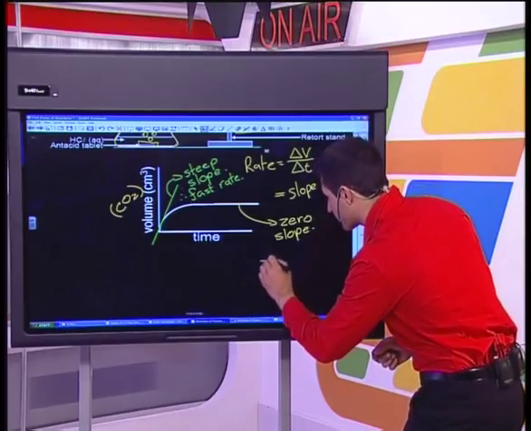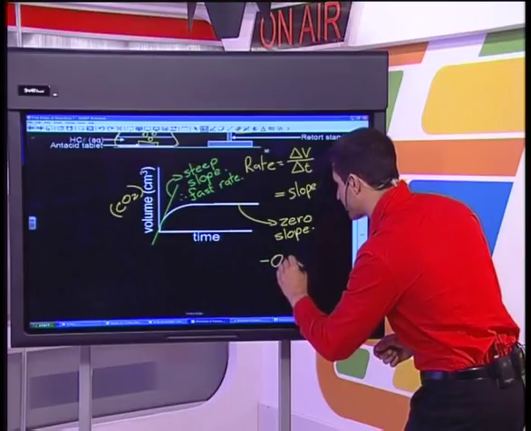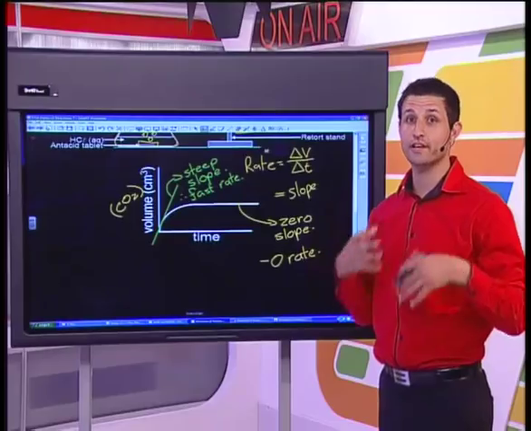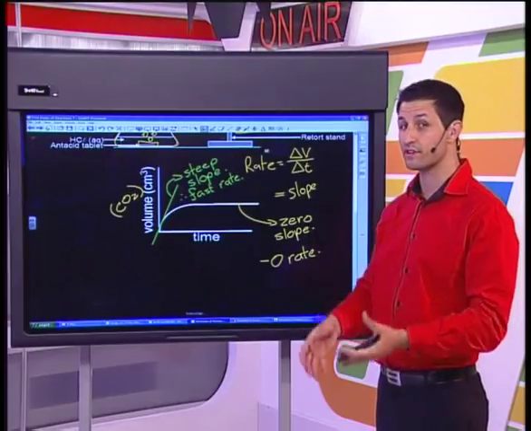So there is no rate. There is zero rate happening over here. Before that, it is a very slow reaction. It has slowed down. You can see that the graph is getting flatter and flatter and flatter, till eventually it runs out of tablet and it stops, and then you drink it.